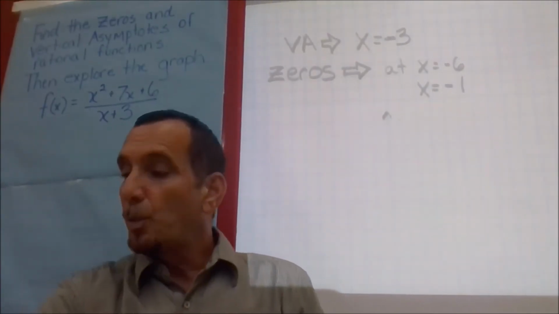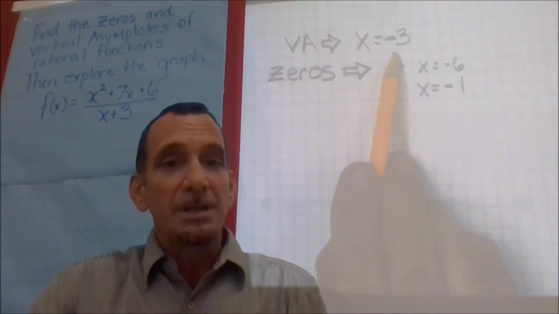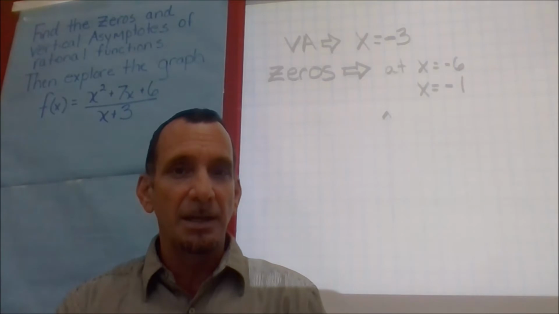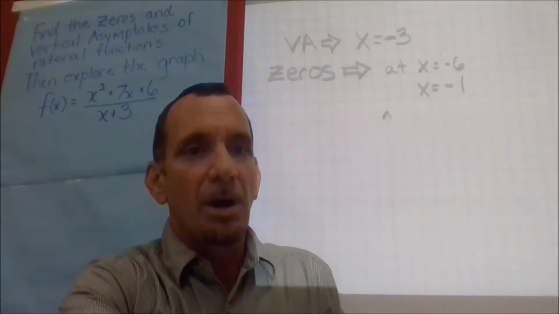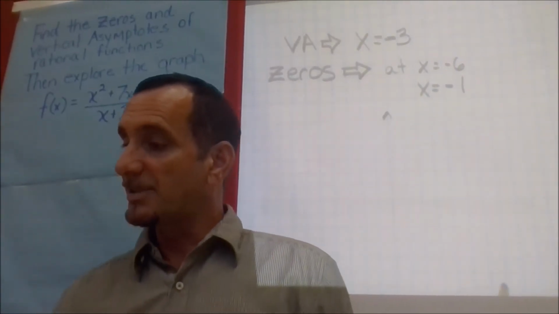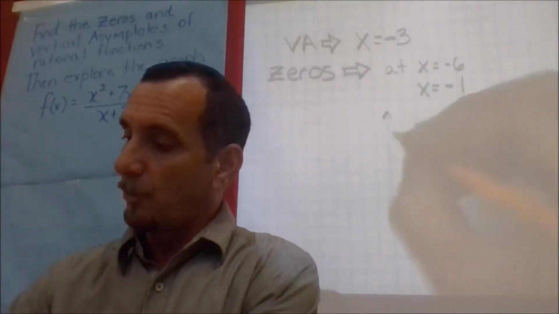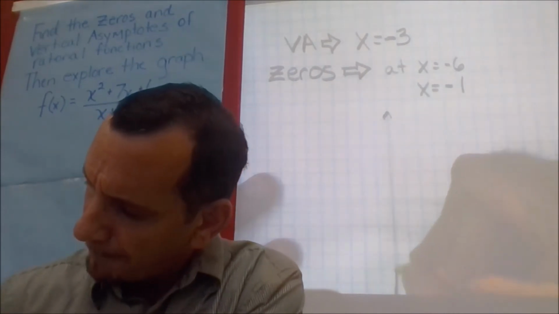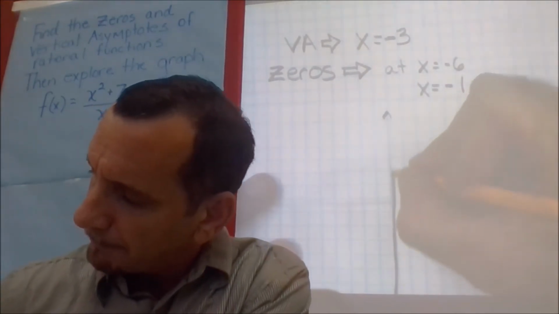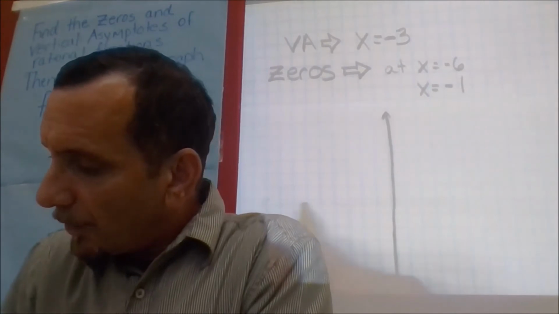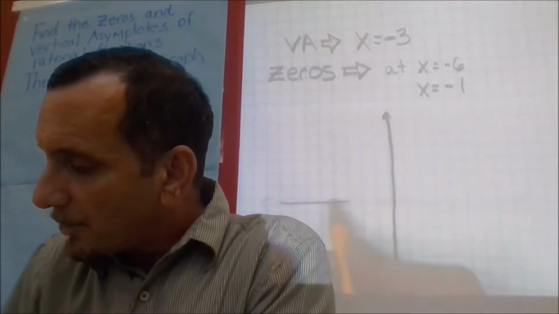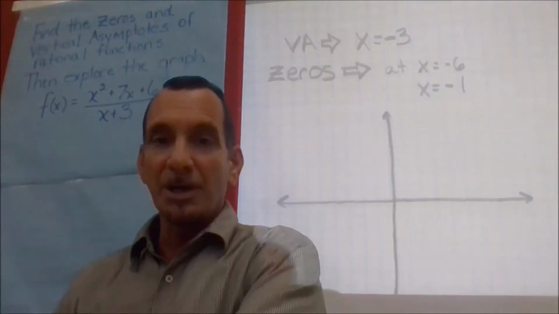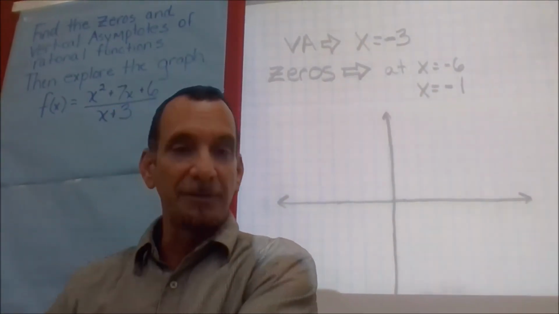All right, so we know that the vertical asymptote is at x equals -3. It's an equation of a vertical line. And we know the zeros are at x equals -6 and x equals -1. So I'm just going to make a little sketch. This is not something that you need to worry too much about, because we're just going to sketch it and then we're going to use our graphing calculator to really finish it off.